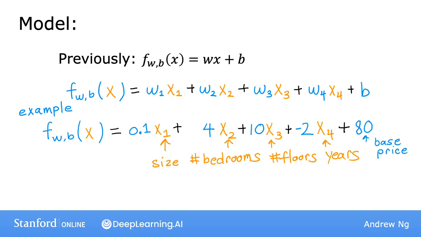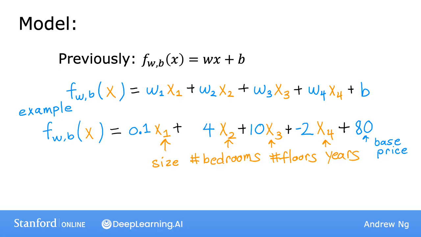Let's think a bit about how you might interpret these parameters. If the model is trying to predict the price of the house in thousands of dollars, you can think of this b equals 80 as saying that the base price of a house starts off at maybe $80,000, assuming it has no size, no bedrooms, no floor, and no age. And you can think of this 0.1 as saying that maybe for every additional square foot, the price will increase by $0.1 thousand or by $100.